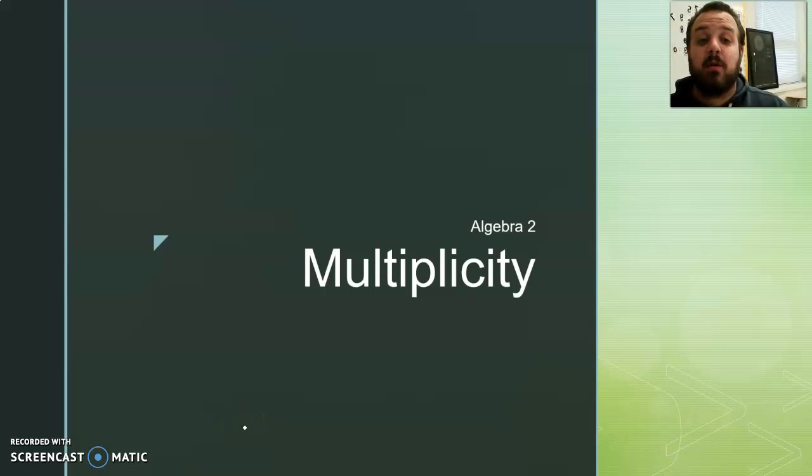Hello, ladies and gentlemen. Today we're going to be talking about multiplicity, what that means, what we're going to solve for, and how we're going to use that when we're graphing polynomials in the future.